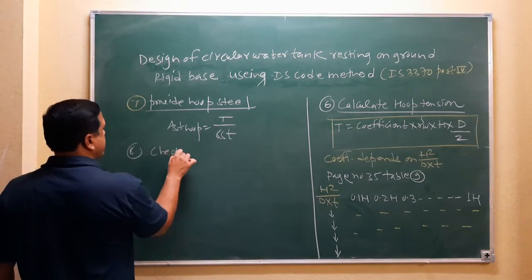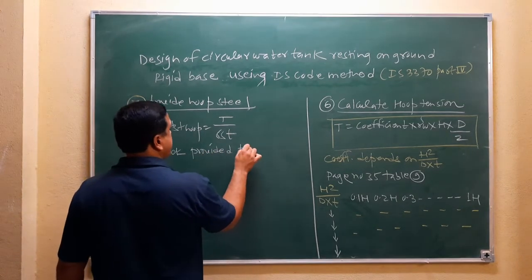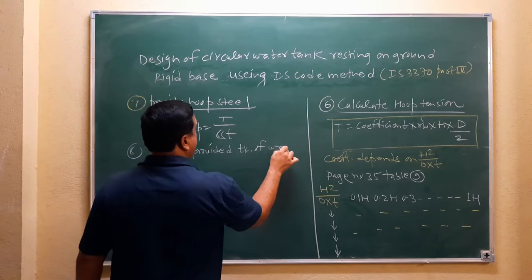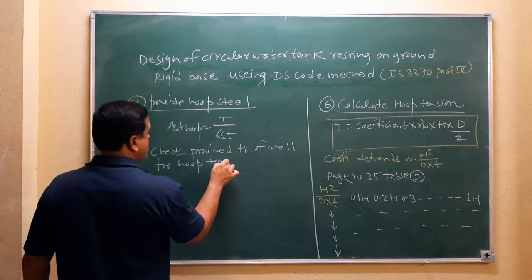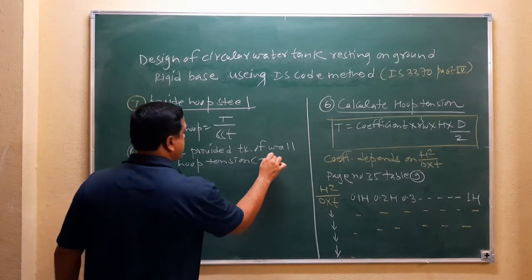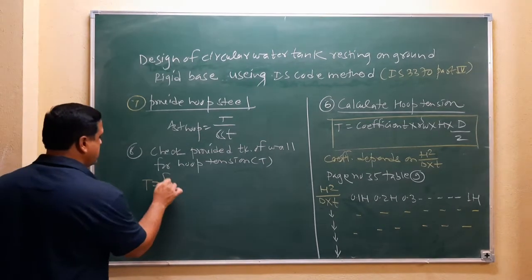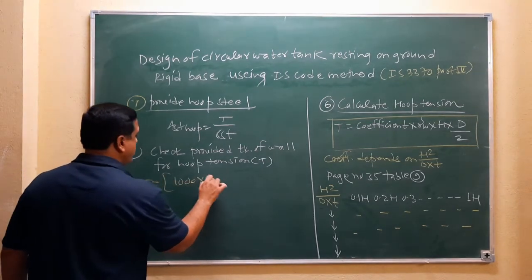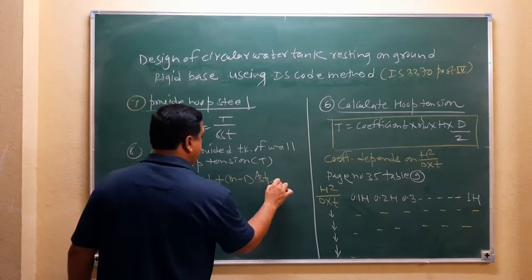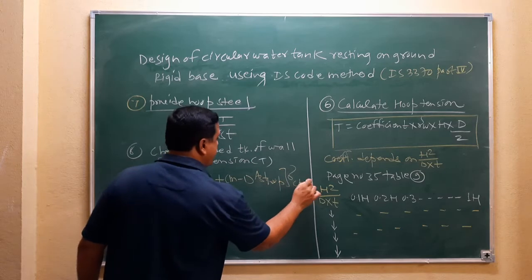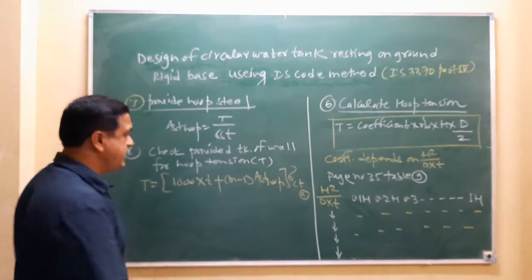Check the provided depth. Check the provided thickness of wall for hoop tension. How should it be checked? You have a formula: sigma_ct actual is equal to T divided by 1000 into t plus (m minus 1) into A_st. From this formula you have to find out the sigma_ct actual.